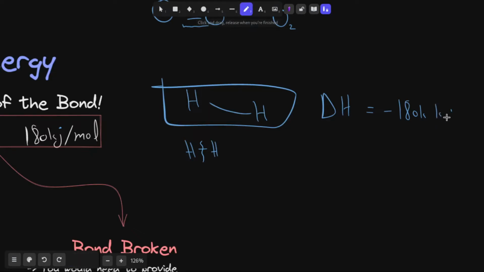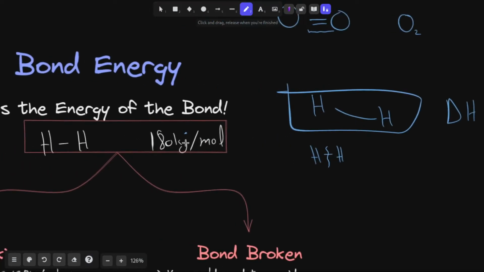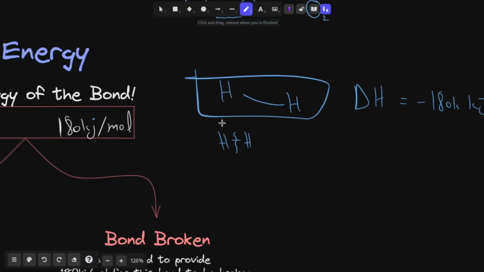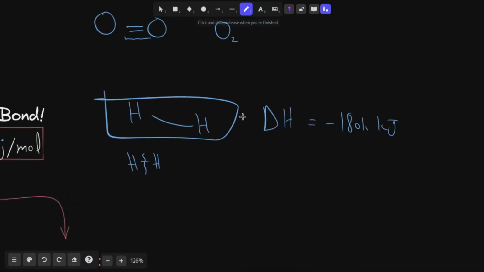Why? Because you have one mole of H2, or H bond H, being formed, and since the bond is being made, this is an exothermic process. This is the reason why this delta H would be negative 180 kilojoules.